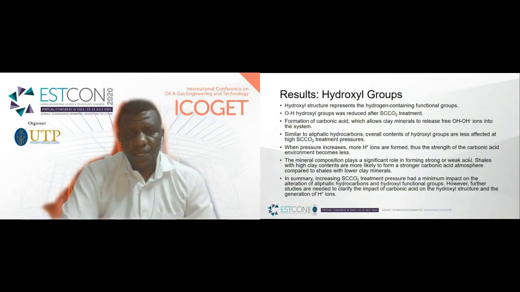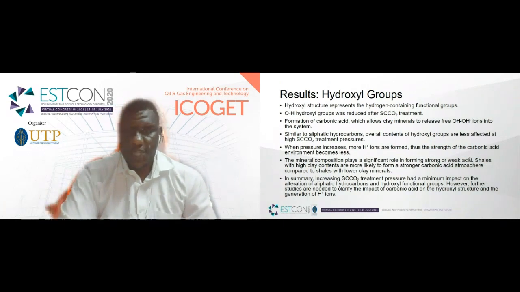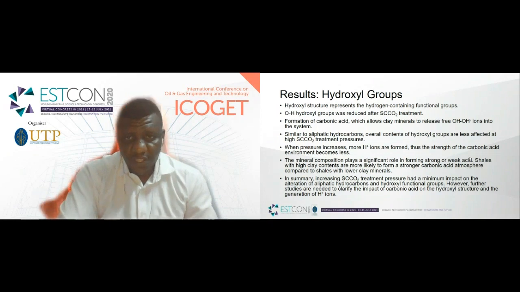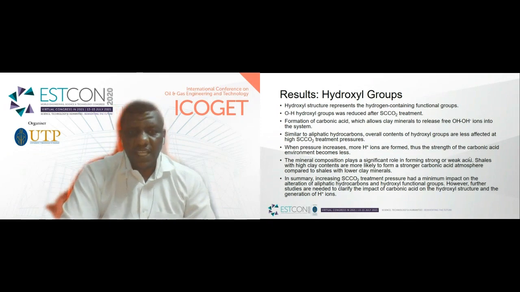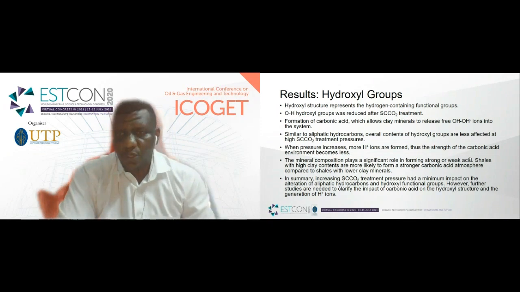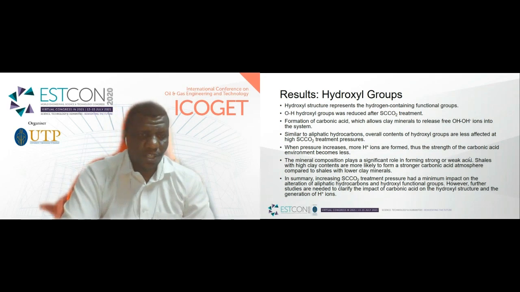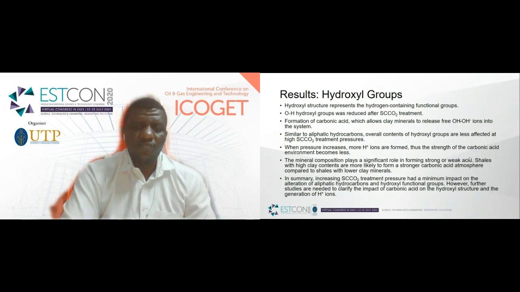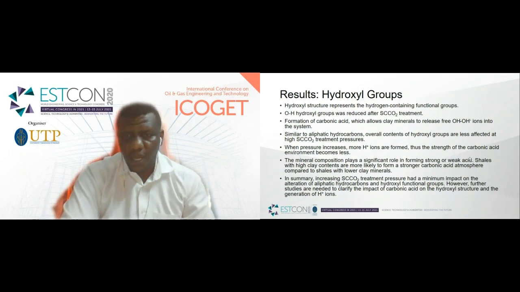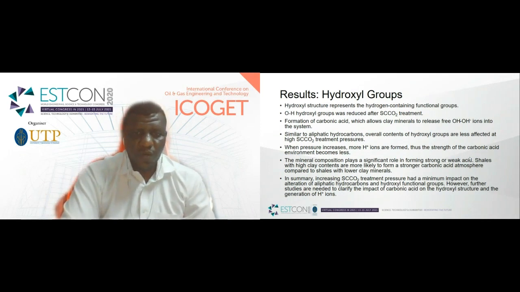The hydroxyl groups represent the hydrogen-containing groups, and the formation of carbonic acid led to reducing the intensity of the OH hydroxyl groups after the CO2 treatment. And similar to the aliphatic hydrocarbons, the overall contents of the hydroxyl groups are less affected at high pressures. When pressure increases, more hydrogen ions are formed. Thus, the strength of the carbonic acid becomes weak, and the mineral composition plays a significant role in forming strong or weak acid. Shells with high clay contents are more likely to form a strong carbonic acid compared to the shells with lower clay minerals.